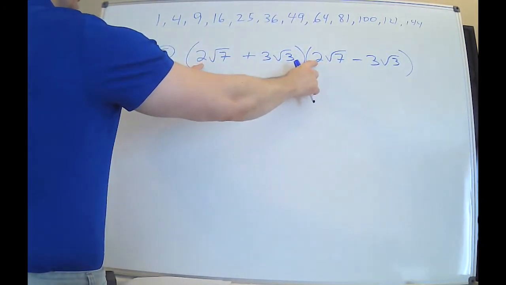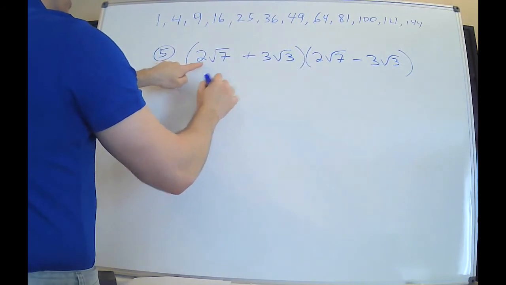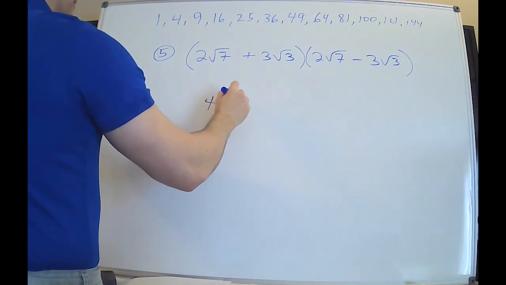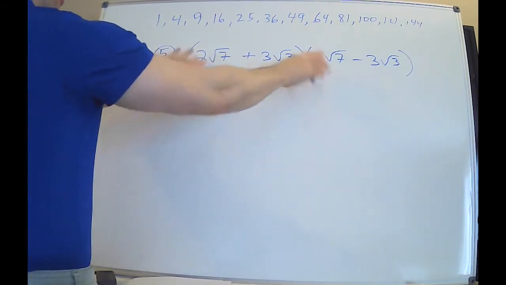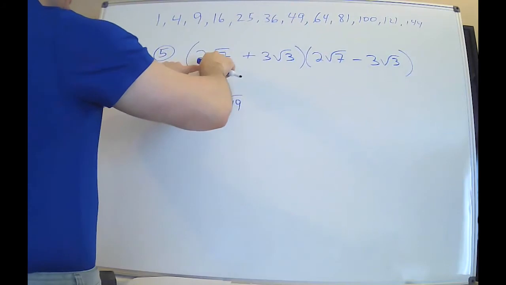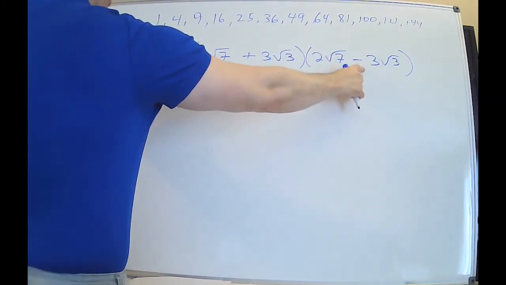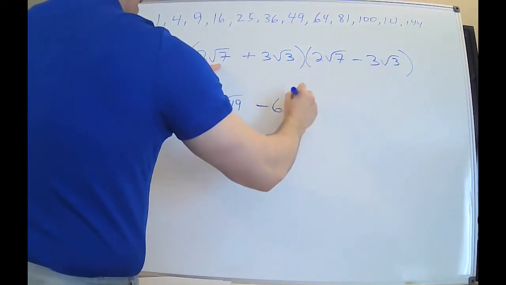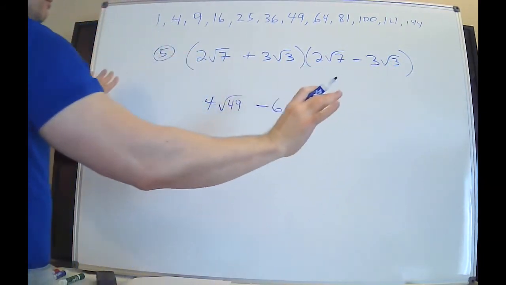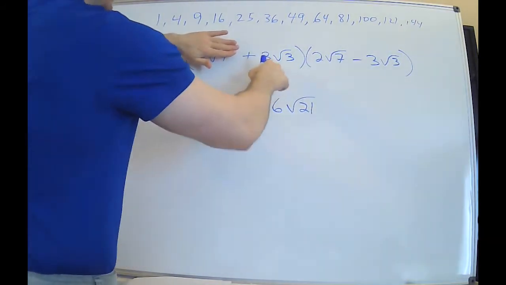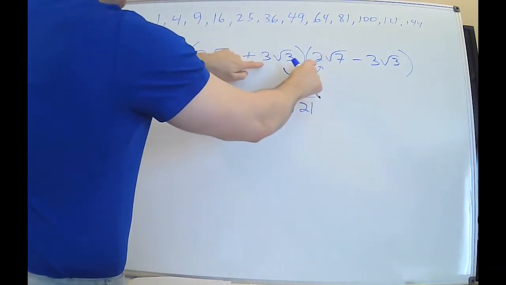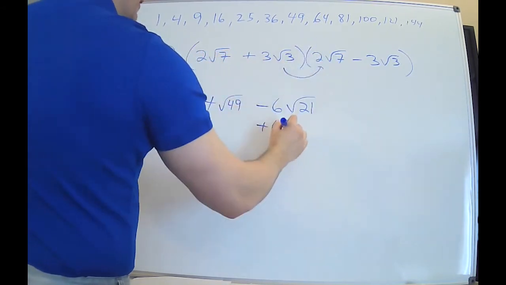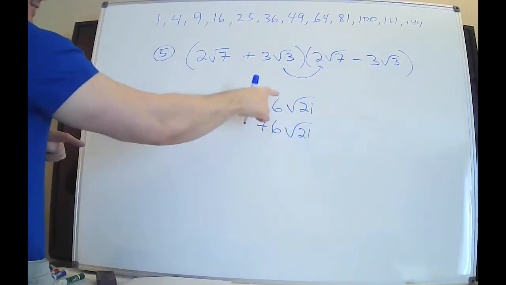First guy. 2 times 2. Do this very slow. 2 times 2 is 4. Radical 7 times radical 7 is radical 49. First guy, done. That's the FOIL. Oh, 2 times -3, -6. Radical 7 times radical 3 is radical 21. Done. Stop, move on. I got to do my inner part now. +3 times 2 is +6. Radical 3 and radical 7 is radical 21. Oh, they're going to cross out.